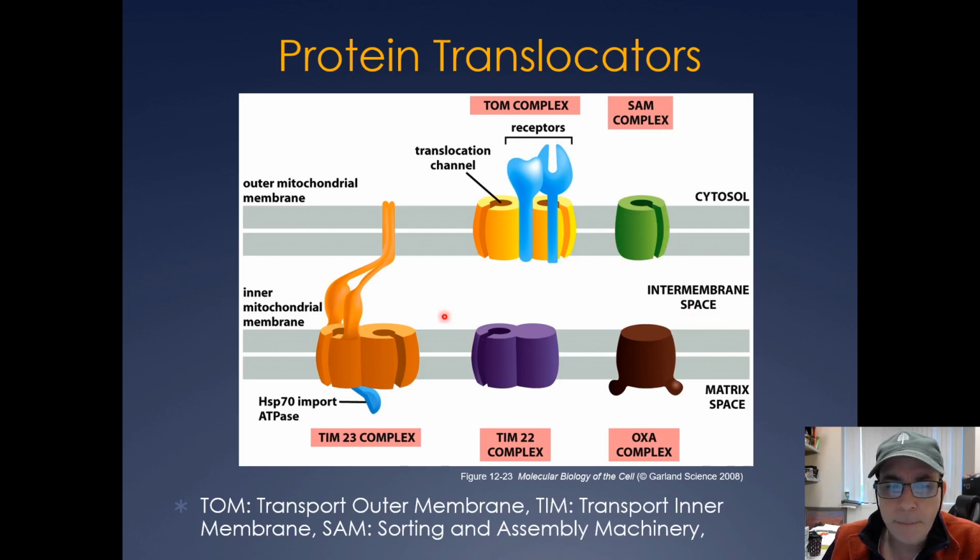Then on the inner membrane, you have the TIM complex, for translocase inner membrane. There's the TIM23 and the TIM22 complex, and then there's also the OXA complex. This OXA complex, as you'll see in a second, is involved with genes that are mitochondrial encoded. The proteins that they make get inserted into the inner mitochondrial membrane through the OXA complex. But for the vast majority of proteins that go into the mitochondria, the TIM and the TOM complex function together, as we'll see in a second here.